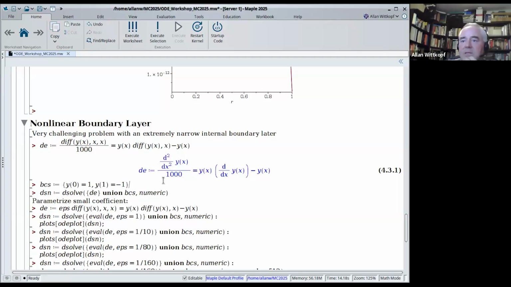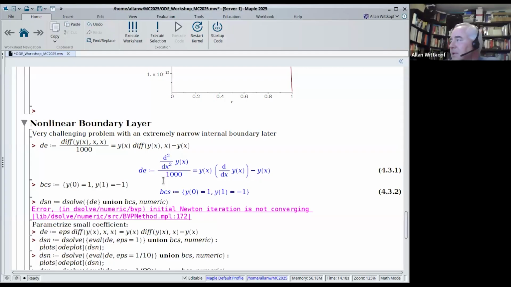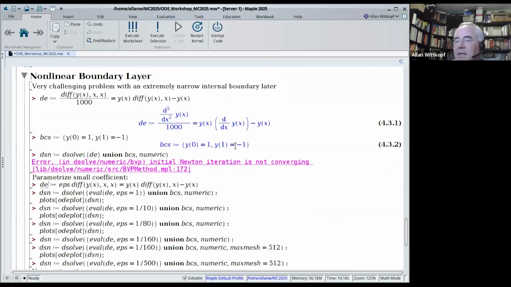We have boundary conditions of 1 at 0 and minus 1 at 1. And if we try to solve this directly, we have a problem: the initial Newton iteration is not converging. What do I do? How would I attack this? You have to come to at least a mild understanding of the problem and say, okay, I think the main problem is this tiny coefficient here.